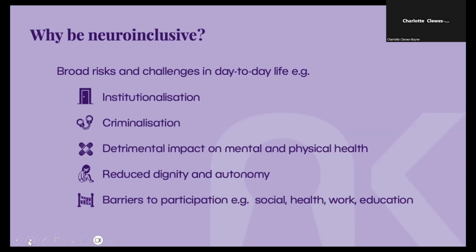Alternatively, those of us with interest-based nervous systems may not find the typical careers that are seen as worthwhile, as fulfilling, and may struggle to access those in a way that's meaningful for us. It doesn't necessarily mean that we wouldn't be able to do them, but we need to be able to access them in a way that's bespoke and tailored to our particular needs.